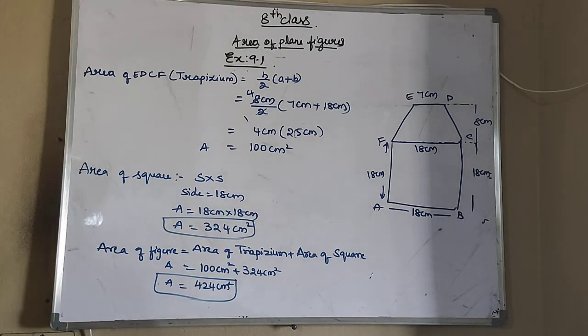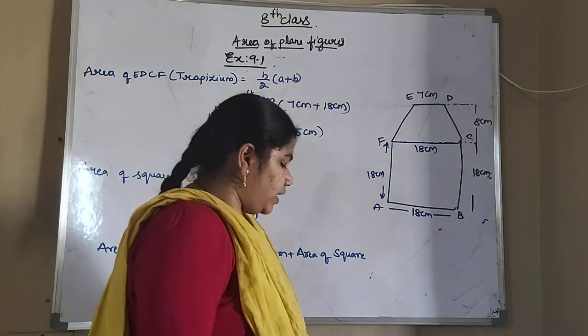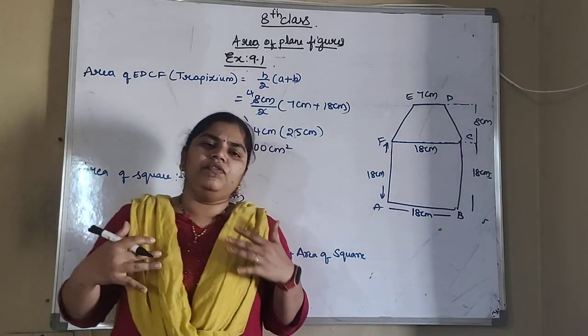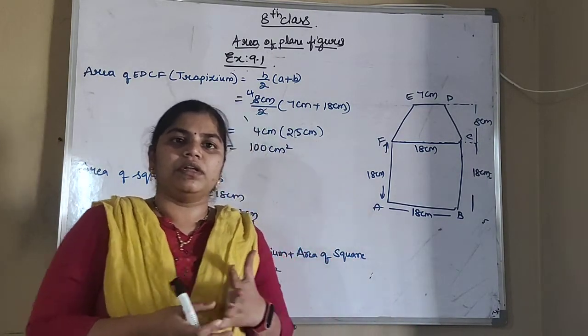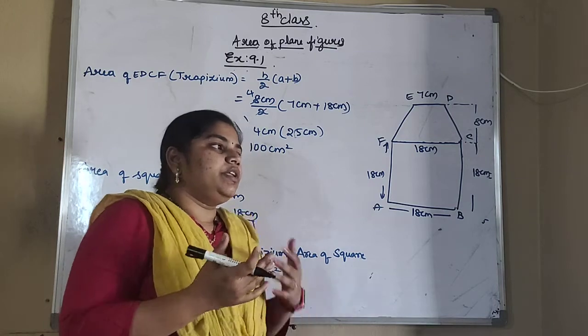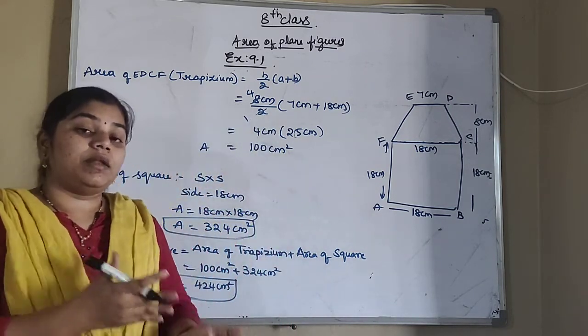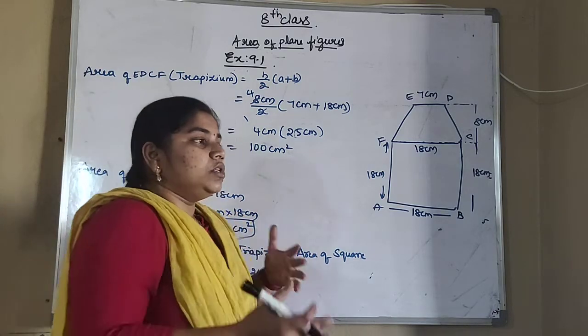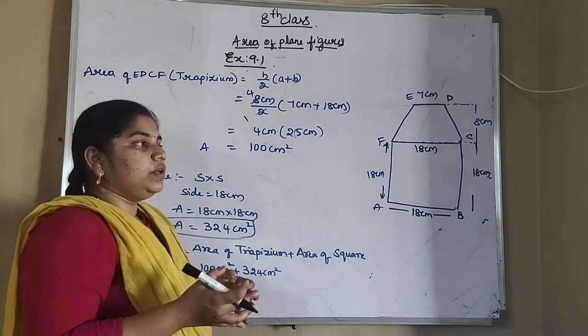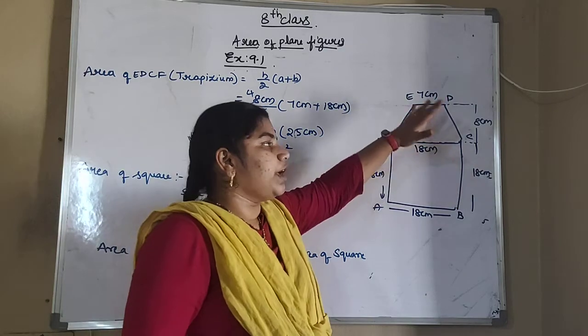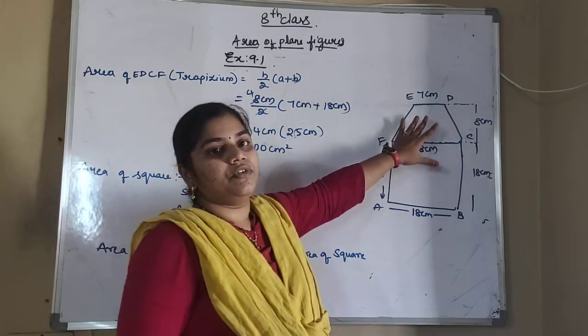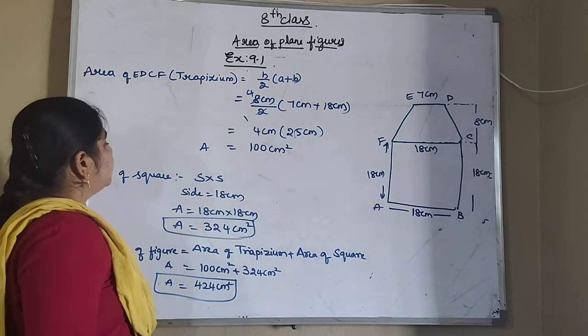Okay, so this is our second one. So how do we find the area of a given figure? Every quadrilateral can be divided into two parts. It can be a triangle, it can be a rectangle, or any other, it can be in the form of a trapezium also. So you know all the formulas. By using those formulas you can find the area of any type of figure.